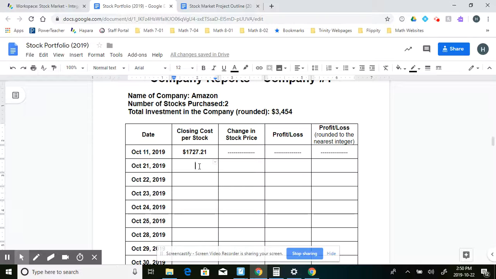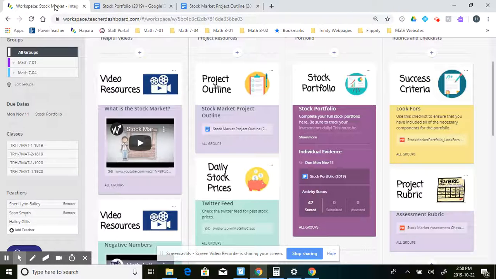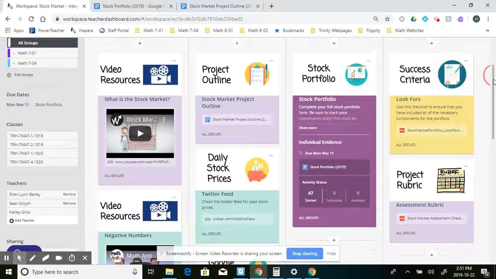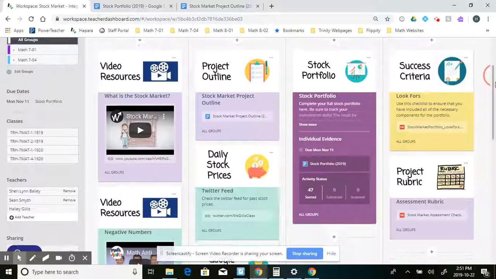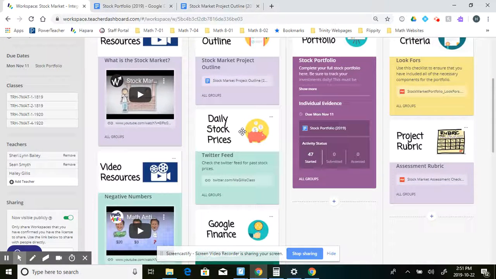Your teachers are going to look into that information for you, and they're going to tweet out the information they want you using. So where we get that information, or how we find out how much our stocks closed at, is again in the workspace. There's this link called Daily Stock Prices, and this really just links to your teacher's Twitter page.